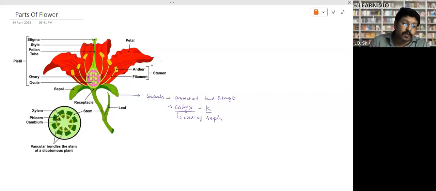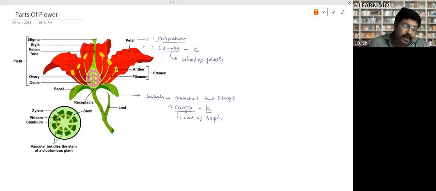Then the second whorl is called petals, right? What is the function of petals? Petals are basically meant for pollination. They attract insects for pollination. And we call them corolla, right? What is the corolla? Corolla is represented by C. The whorl of petals is known as corolla.